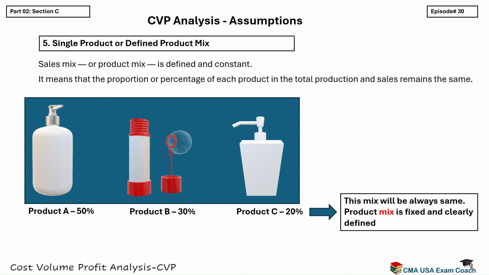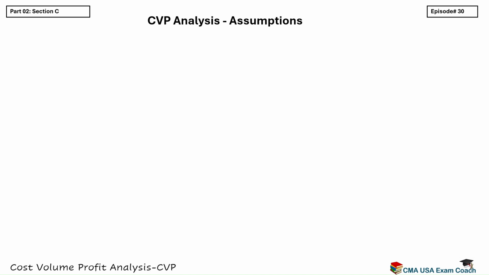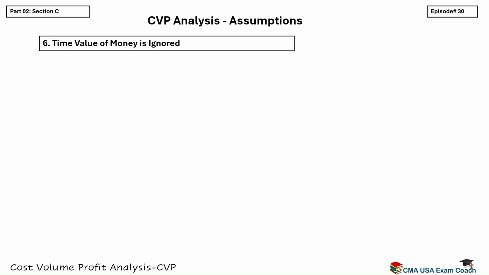So, to summarize, in CVP analysis, we assume a single product or a constant product mix across the entire volume of production and sales. This simplifies the analysis and makes the break-even and target profit calculations more stable. Assumption number 6. Time value of money is ignored.